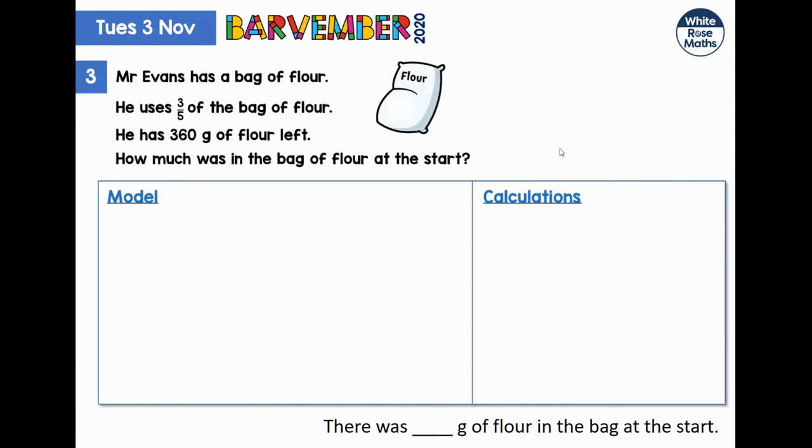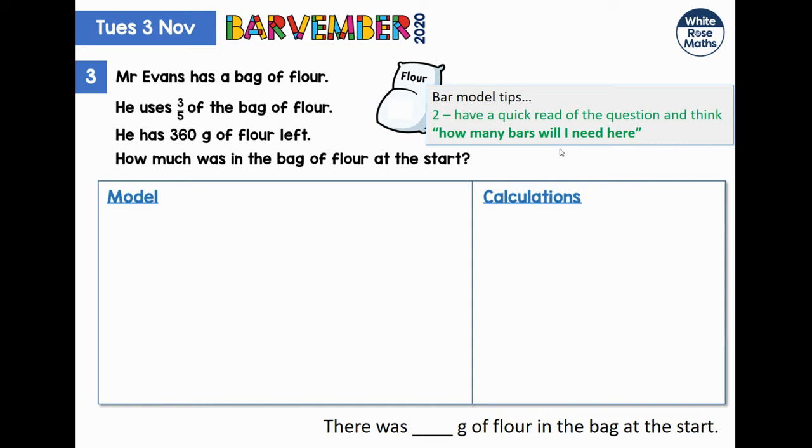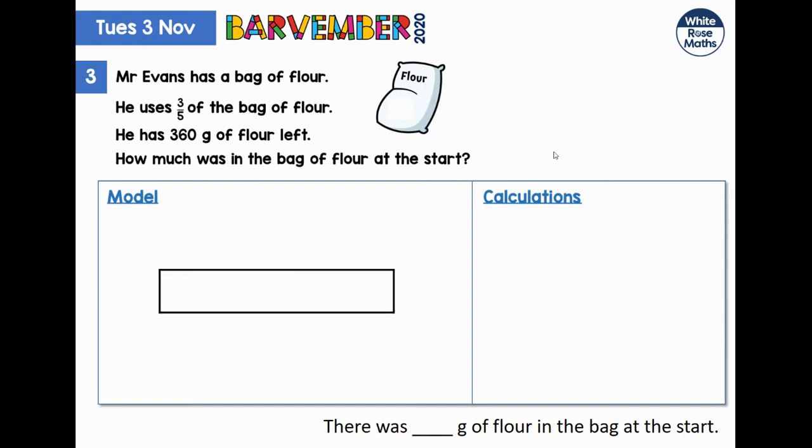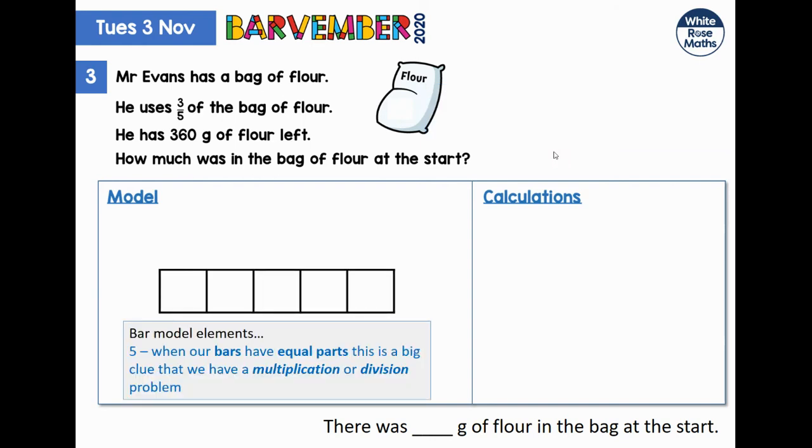Question 3. Again, let's have a look. How many bars will I need here? Well, this is just about a bag of flour. So I think there's going to be 1 bar for the bag of flour, and we're going to see various parts of it. Now, we're dealing in fifths here, so we really do have equal parts straight away, and that's a big clue to us that we're going to do some multiplication or division here, possibly both.